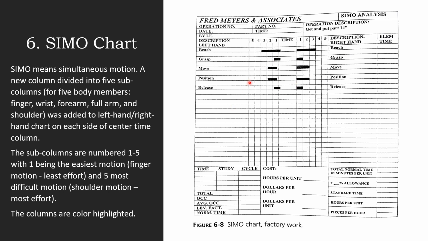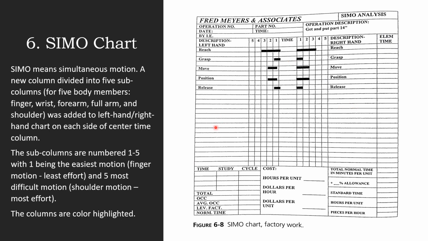So the sub-columns are numbered, and when you look at the number, we're going to put the body parts. 1, okay, is being the easiest motion, so that's for your finger, because fingers are really efficient and you have to put least effort. And 5 is the most difficult motion, and that's your shoulder motion, because you have to put most effort in order to move the shoulder. So it costs more energy for the operator, okay, to do this activity. Now the columns are all color highlighted, okay? So if you look at it, you should be able to recognize that is the SIMO chart.